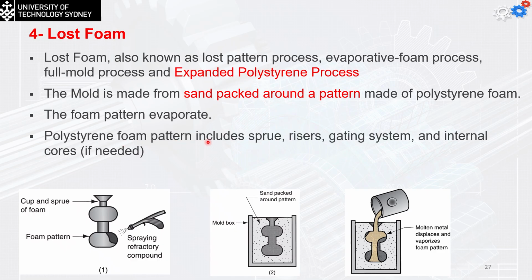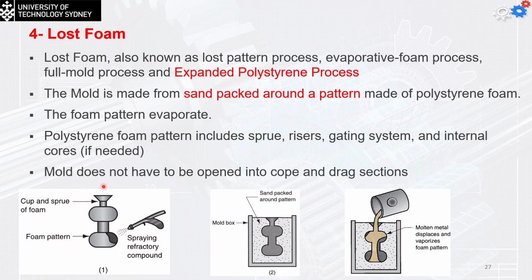The polystyrene foam pattern includes the sprue, the riser, the gating system, and the internal cores if needed. The mold does not have to be opened into cope and drag sections because it's going to be just sand with a cavity inside. This cavity is actually filled with the foam. The foam will be evaporated when we add the molten metal.